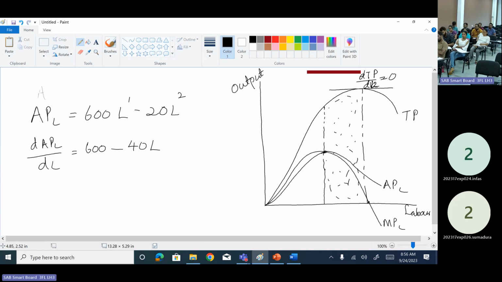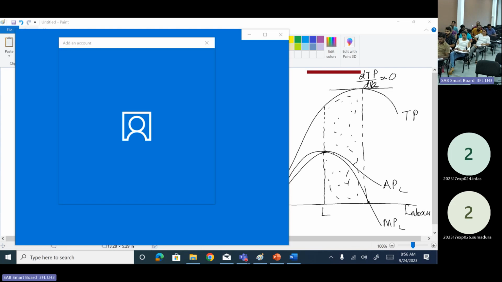Now, at the maximum point the average productivity is maximized, so we find the maximum point. We know that the slope is equal to 0, so we equate this equation to 0, because at the maximum point the slope becomes 0. Then we take 100 minus 40L equals 0. We can find the labor input which maximizes the average productivity.